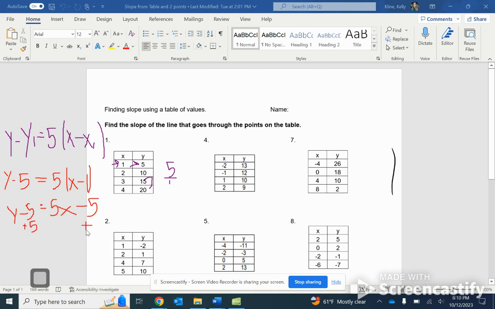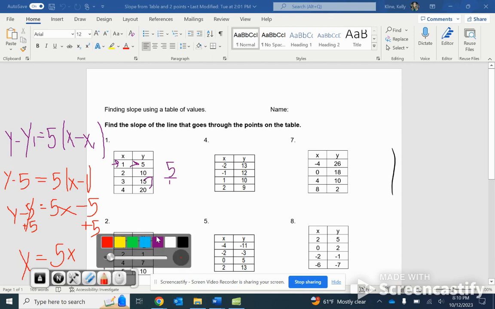you realize that negative 5 plus a 5 is 0. And so that's gone. And so you're left with y is equal to, that's a y, sorry. y is equal to just 5x, because this negative 5 plus a 5 is also a 0. So again, this is y equals 5x, my bad. And that's how you do it for every single one.